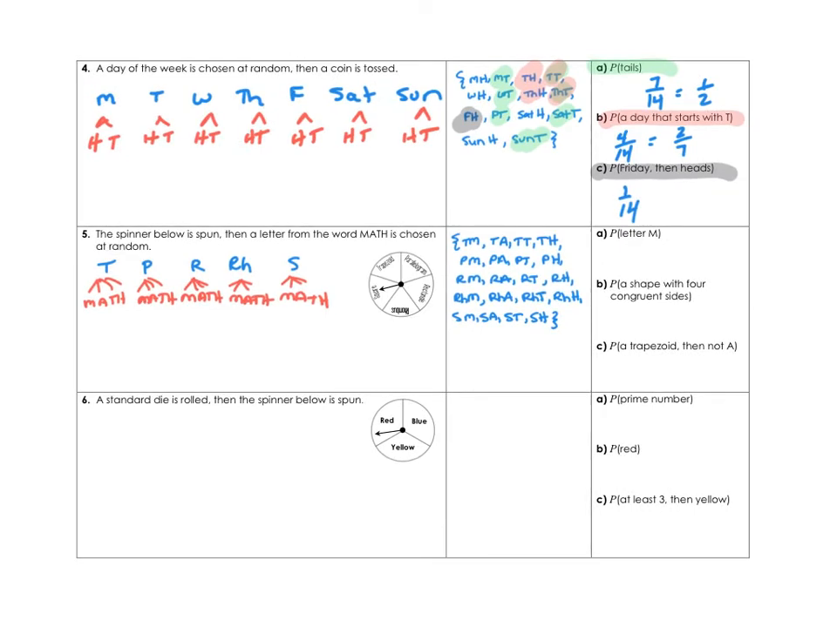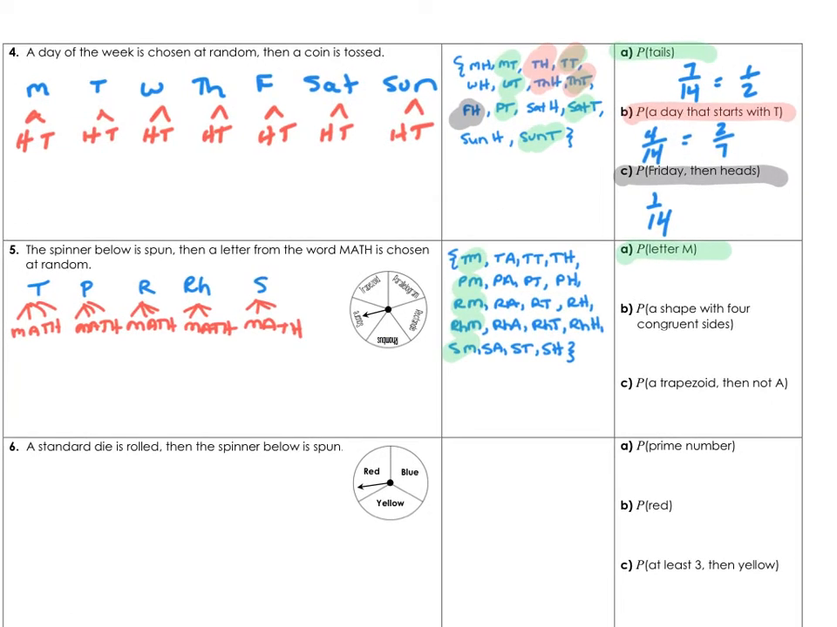Probability of having the letter M. All right, so we'll use our highlighter here. Use green again. So let's highlight where we see the letter M. Well, 1, 2, 3, 4, 5. Okay, so we have 5 times out of 20 possible. So that's going to be 1/4 is the probability.